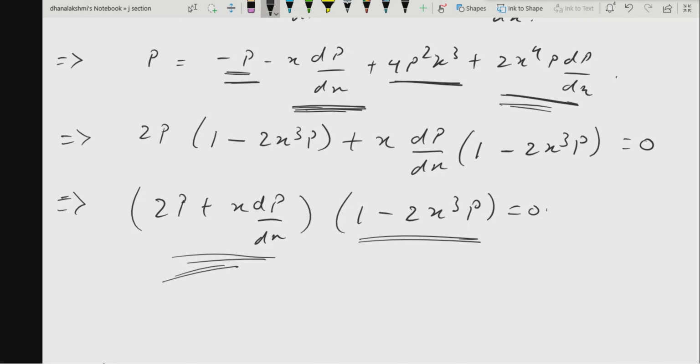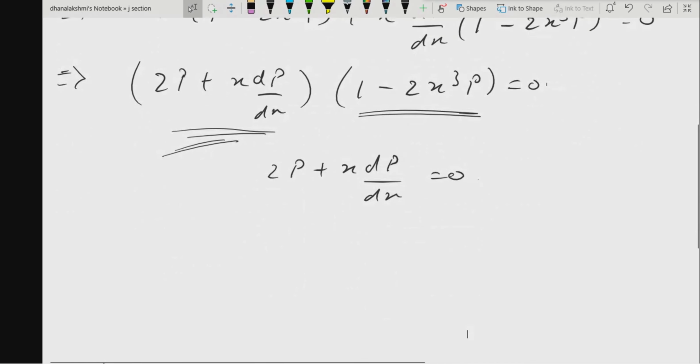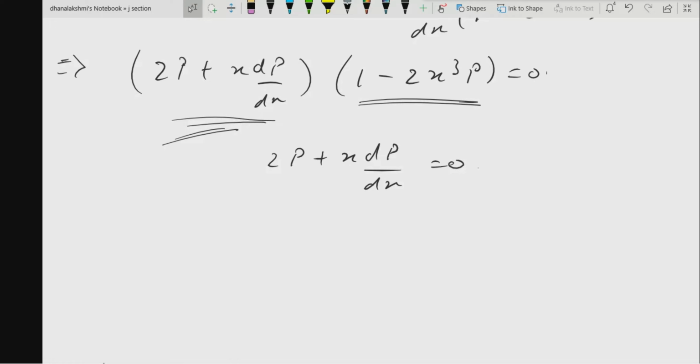So neglecting the second factor, which does not contain the derivative of p, we have 2p plus x dp by dx is equal to 0. Now in most of the cases, when you equate to 0 the factor in which you have the derivative, it will be in the form of variable separable. So here p can be written with dp terms and x with dx terms. So if you simplify, you will get dp by p plus 2 by x dx is equal to 0.